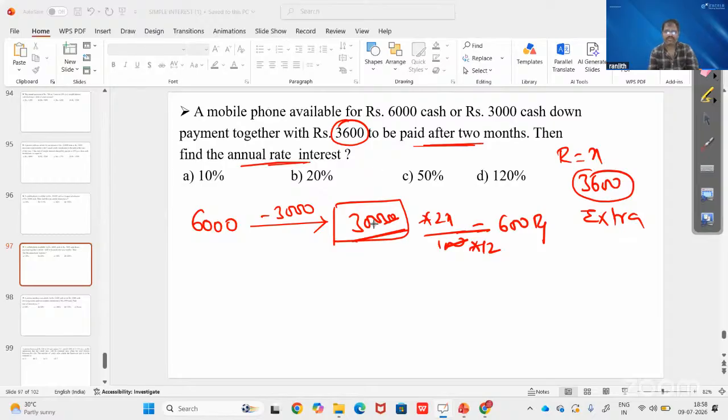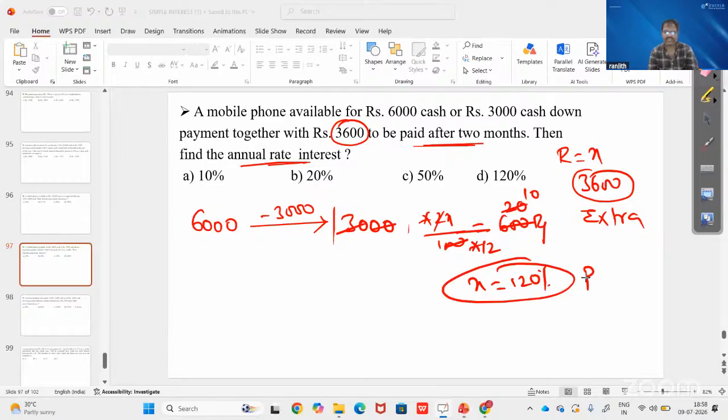Just 1 second. 3,000 into... 3,200. 2 ones are 210, where x equals 120 percent. 120 percent per annum. So the rate of interest per annum is 120 percent per annum. Okay.